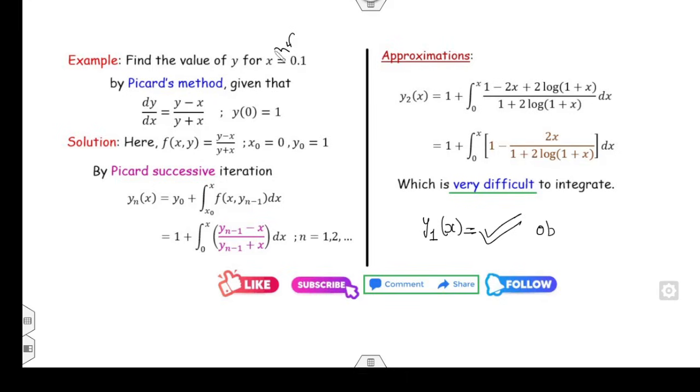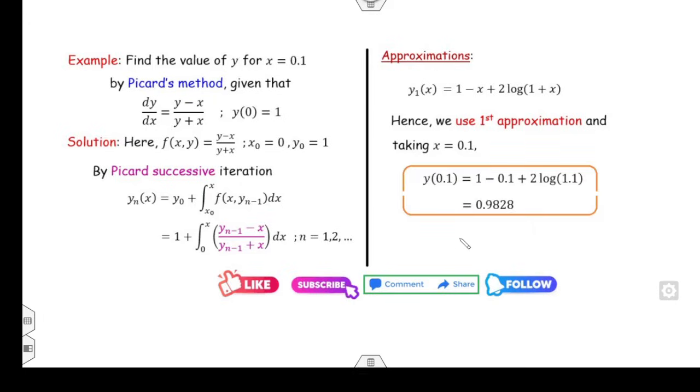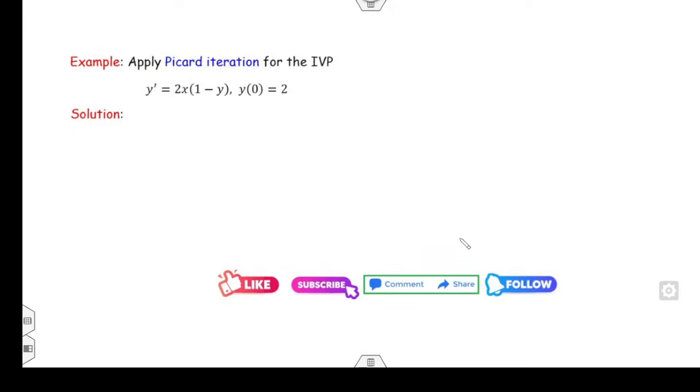So I can substitute x is equal to 0.1 in the given value of y1. So this is my y1. Therefore at x is equal to 0.1, y1 of 0.1 will be 1 minus 0.1 plus twice log of 1 plus 0.1. You can use the calculator and get the answer, 0.9828 is the right answer.